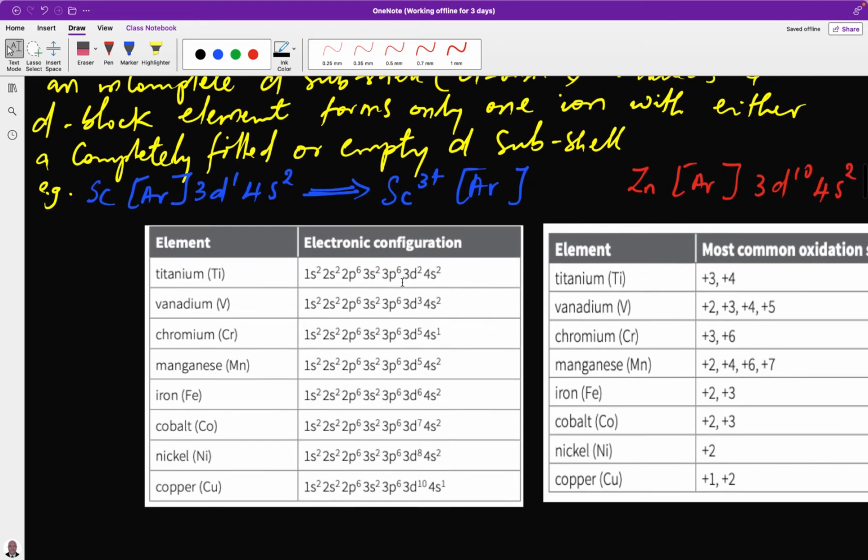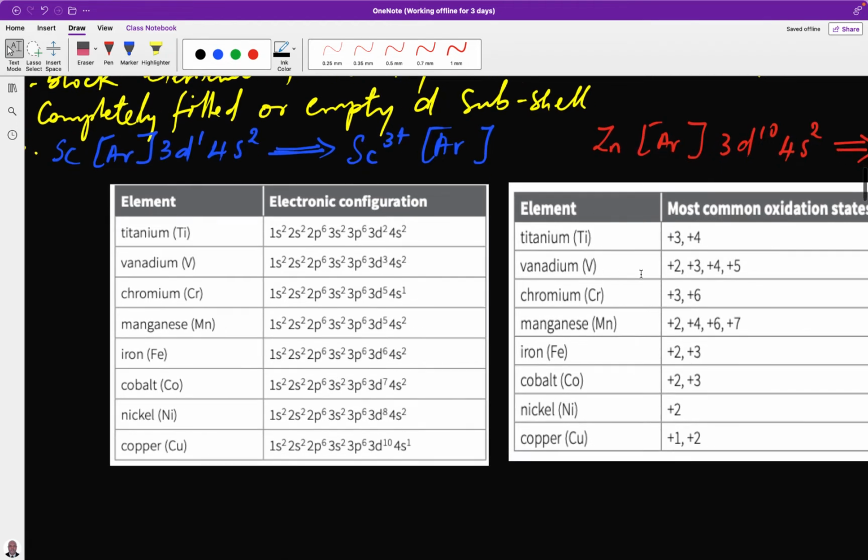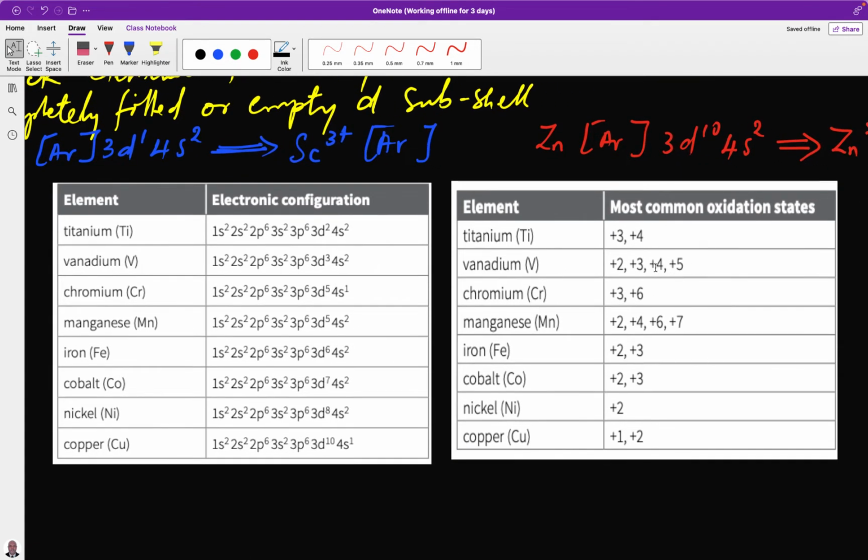For purpose of revision, if you look at all of them, you see they have a partially filled, incomplete d subshell. Look at their common oxidation states. All of them have at least one, and apart from the ones with only one, the rest have more than one oxidation state.